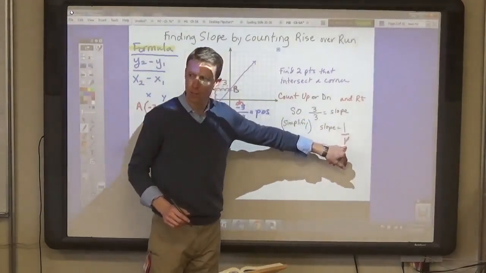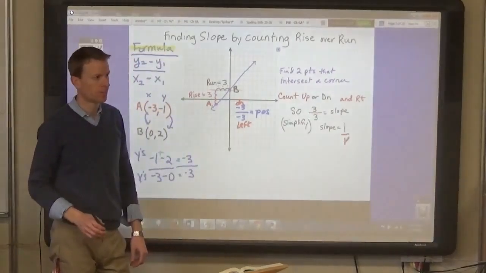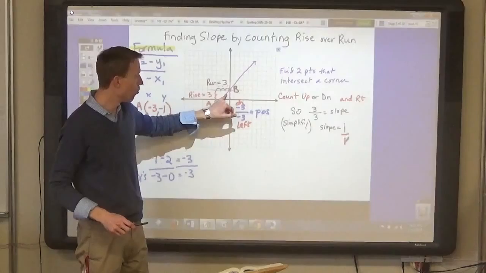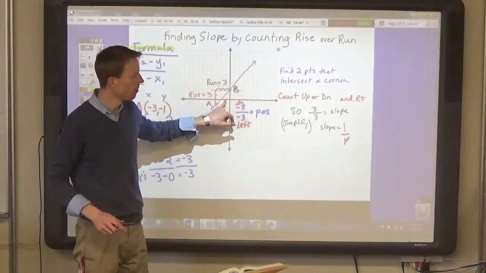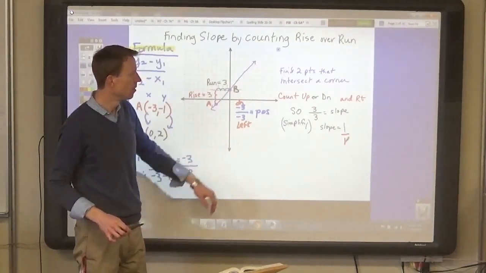What does 1 over 1 mean? How would you describe that on a graph? Just keeps on going up one and then over. Yeah, for every one that you go up, you're going 1 over. Okay? Up 1 over 1. So like this.